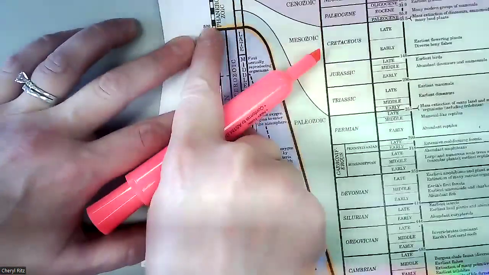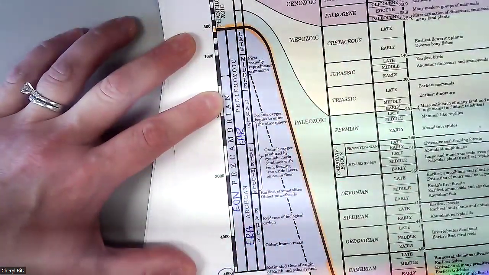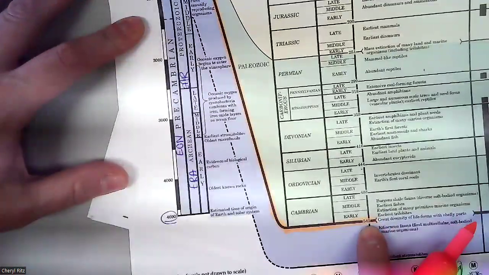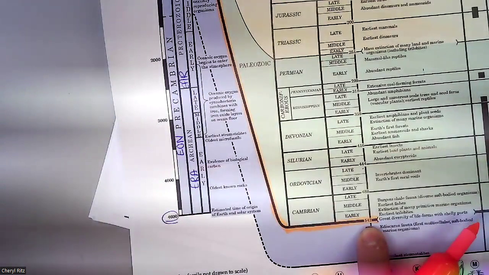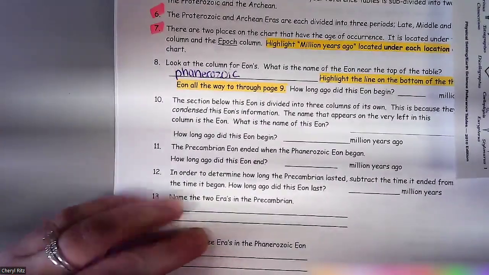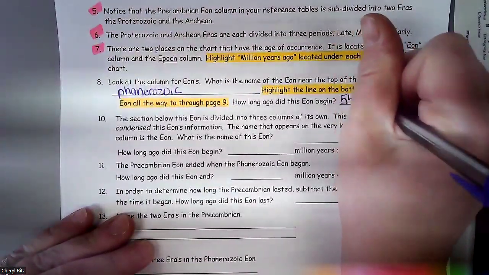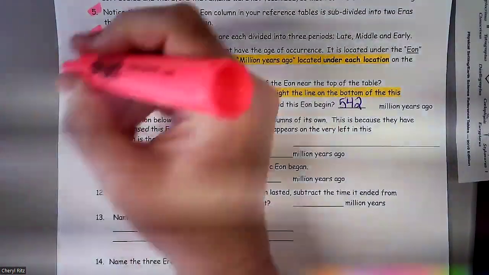So this is the line they're speaking of. Highlight that down all the way across. And funny, when you highlight it, you find a number. 542. What's that number telling us? When it began. Look at this. You're already done with questions 1 through 8.